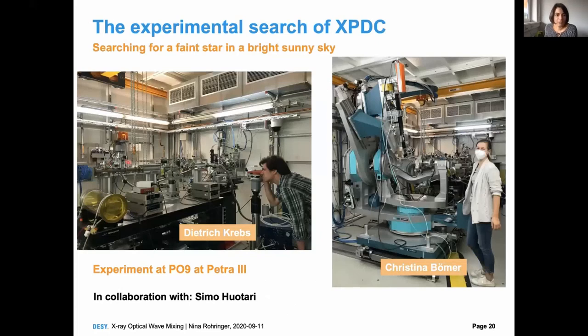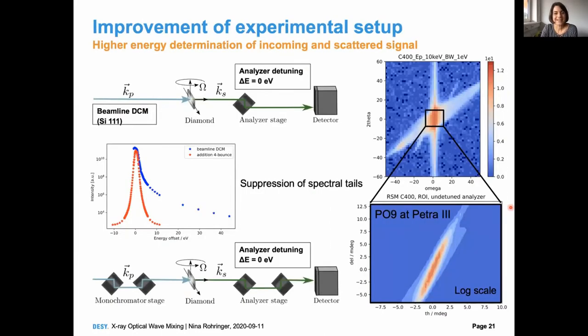So we launched into a new experiment that would even improve the setup. I could convince my theoretical PhD student Dietrich Krebs to launch into experimental activities together with Christina. And on board in this collaboration we have Simo Huotari, who is an expert in high resolution X-ray diffraction. You see here the experimental setup. This is an X-ray diffractometer we were using, and these experiments were conducted at beamline P09 at the Petra III synchrotron. And it was one of the first experiments, as you can see, in the corona times.